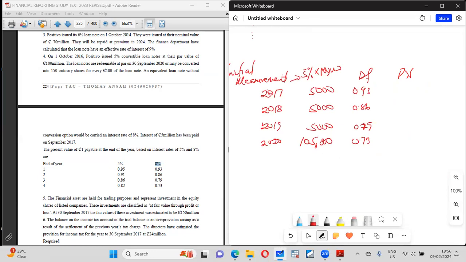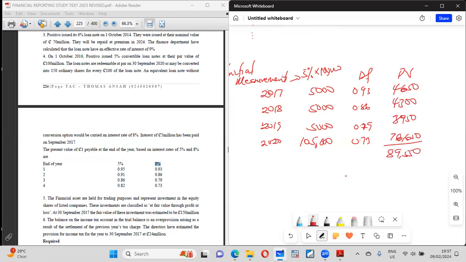5,000 by 0.93. That gives me 4,650. The second one is 5,000 by 0.86. That gives me 4,300. The third one, 5,000 by 0.79, gives 3,950. Then the last one is 105,000 by 0.73, which is 76,650. If we add all of them together, what will we have? 89,550.